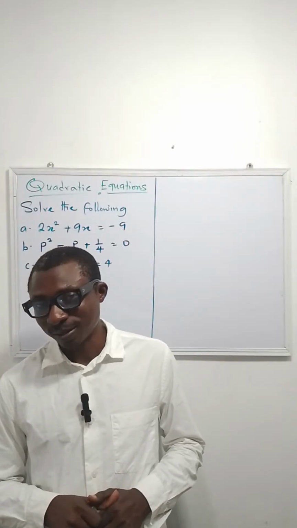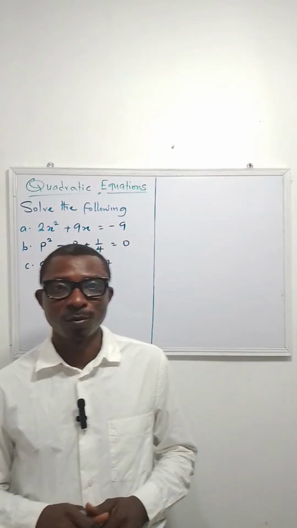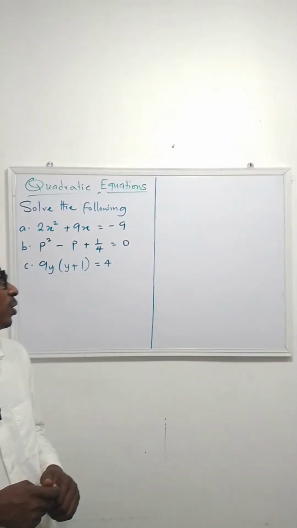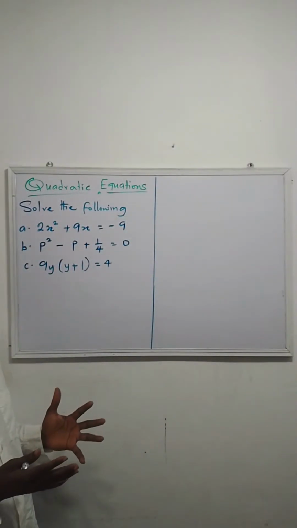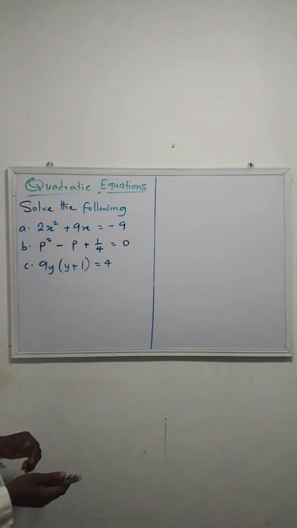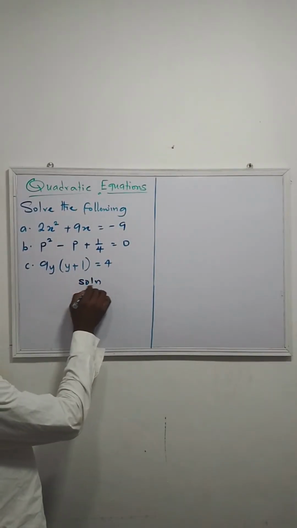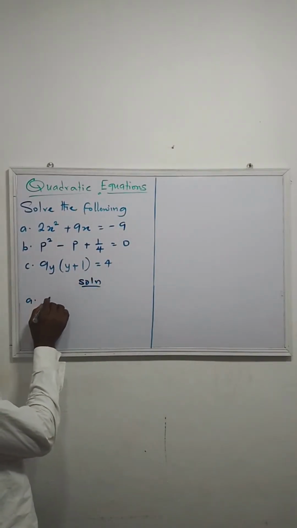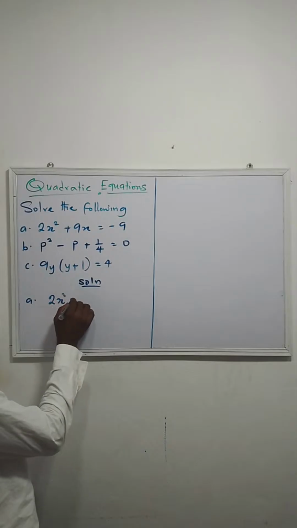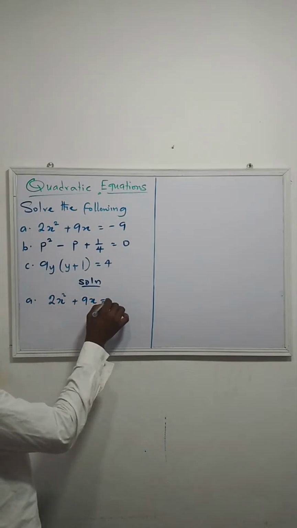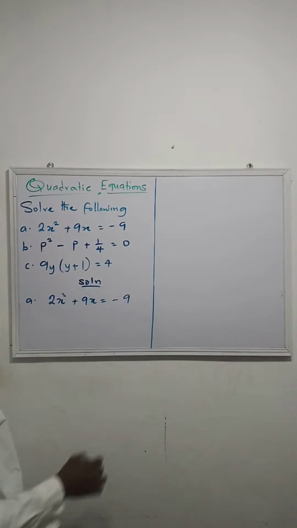Now let's look at the first question we have here. These are common exam questions. So how do we solve this first one? The first one we have here is 2x squared plus 9x equals negative 9.